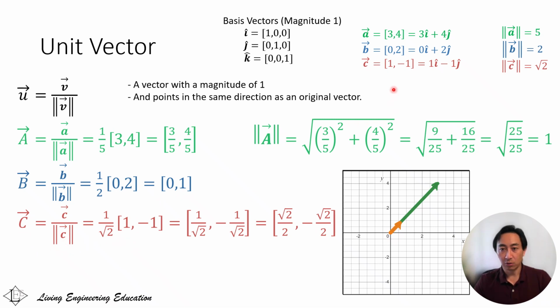For the C vector, we have 1, negative 1, and the magnitude is square root 2. So we divide this by square root 2. We get 1 over square root 2, negative 1 over square root 2. If we multiply by square root 2 over square root 2, a cleaner form is square root 2 over 2 and negative square root 2 over 2.